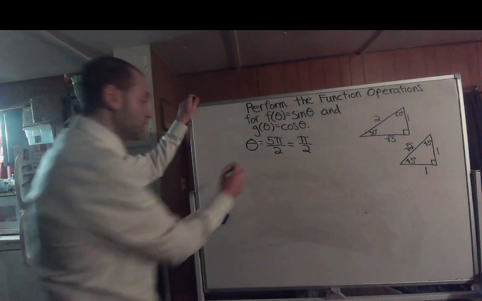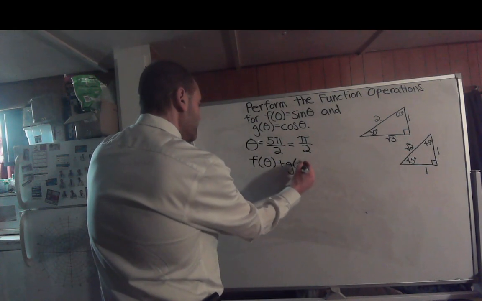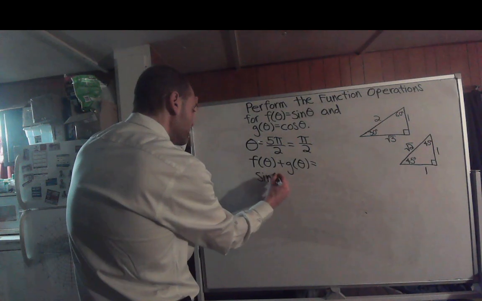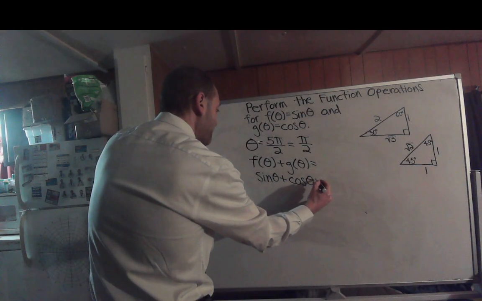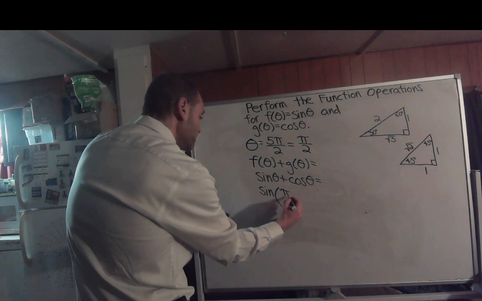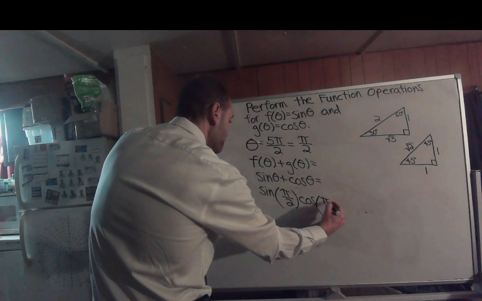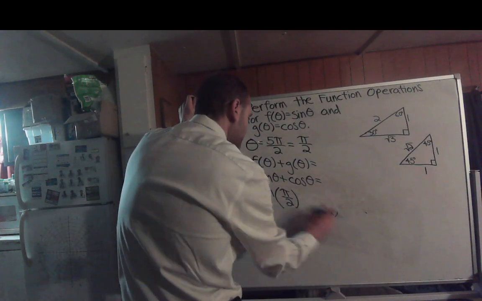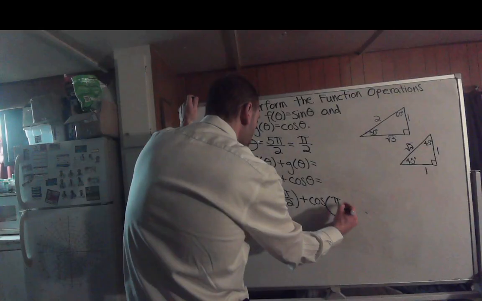So we're of course going to take f of theta plus g of theta, where f of theta is the sine of theta, plus g of theta is the cosine of theta, which in this case would be the sine of π/2 plus the cosine of π/2. Excuse me, that's not times, that's plus. Oh boy, long day.